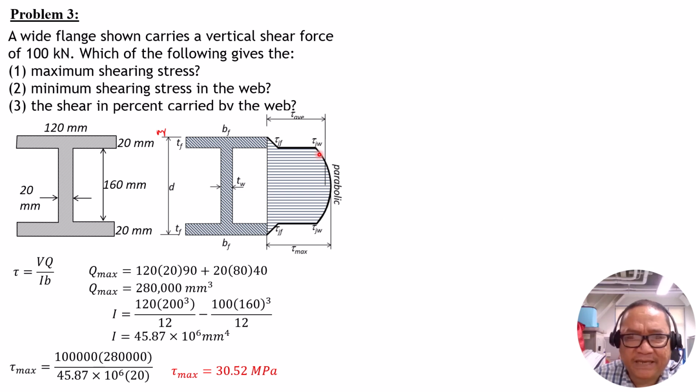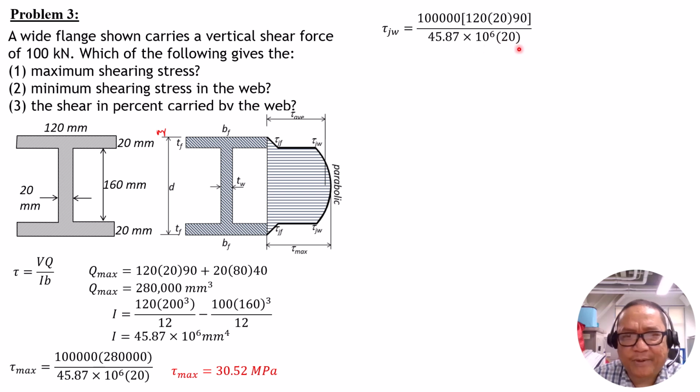Then for tau JW, the Q is just the Q of the flange, which is 120 times 20 times 90. We have the same formula. Then B is still 20. So tau JW equals 100,000 times 120 times 20 times 90 over I, 45.87 times 10 to the 6. B is 20. Solving for that, it is 23.54 megapascals.